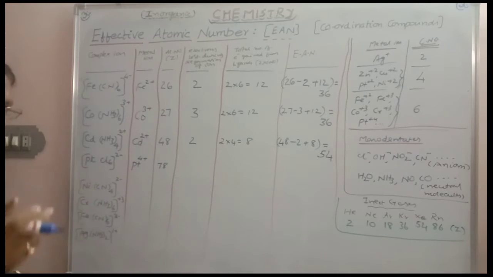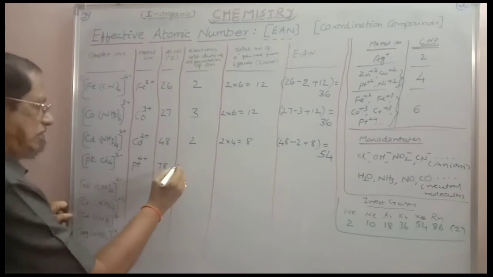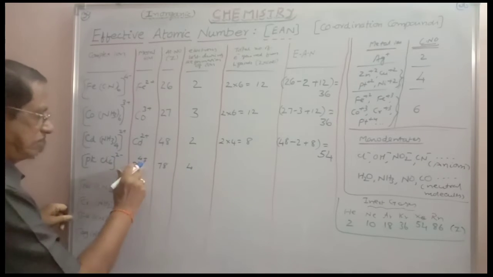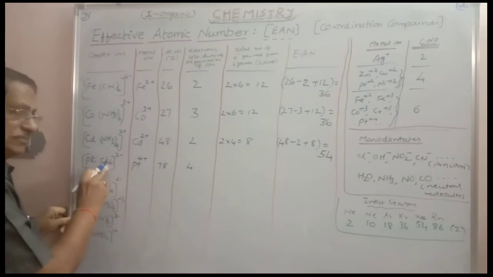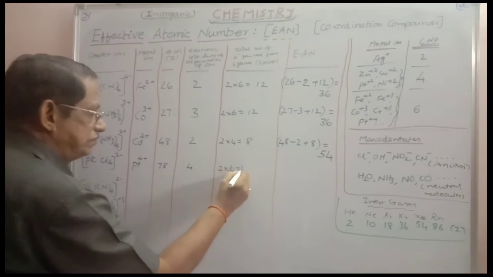That is what you call primary valence according to valence theory. And so Pt4 plus, 78. How many electrons are lost during the ion formation? 4 electrons are lost because plus 4 is obtained here. What is the coordination number? 6. So 2 into 6 is equal to 12.